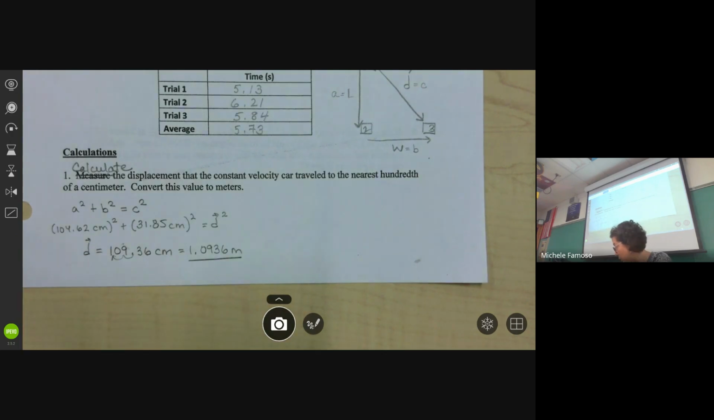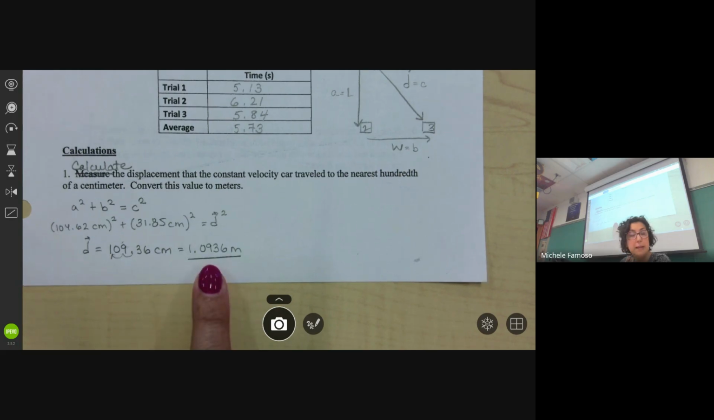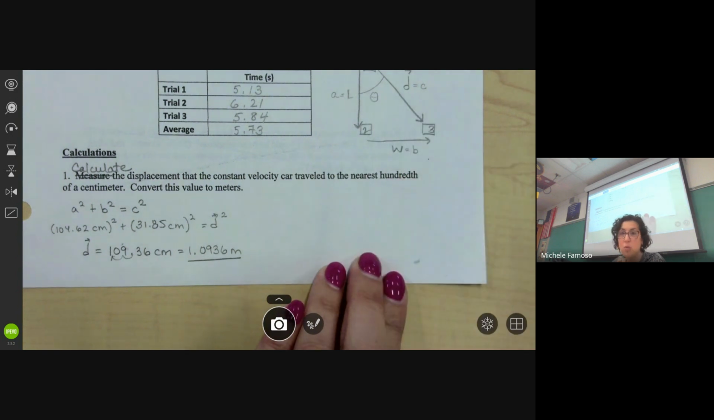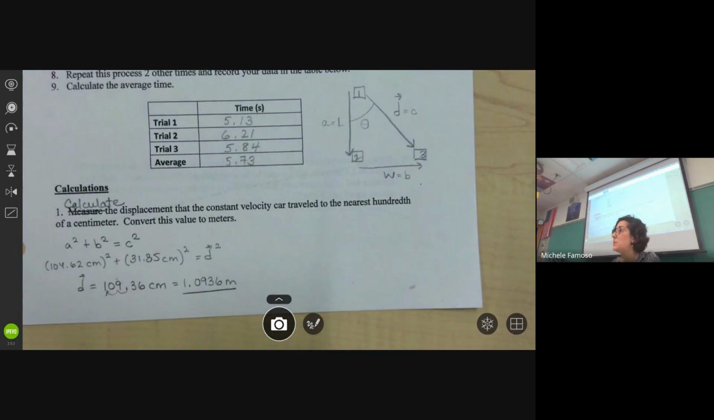Okay, move your decimal 2 places to the left. Keep all the digits. That's your answer in meters. Now, that's only half the answer you need. I want you to tell me what the angle is here in the triangle. What is the angle of that displacement? Do you remember how you're going to find the angle in the triangle?